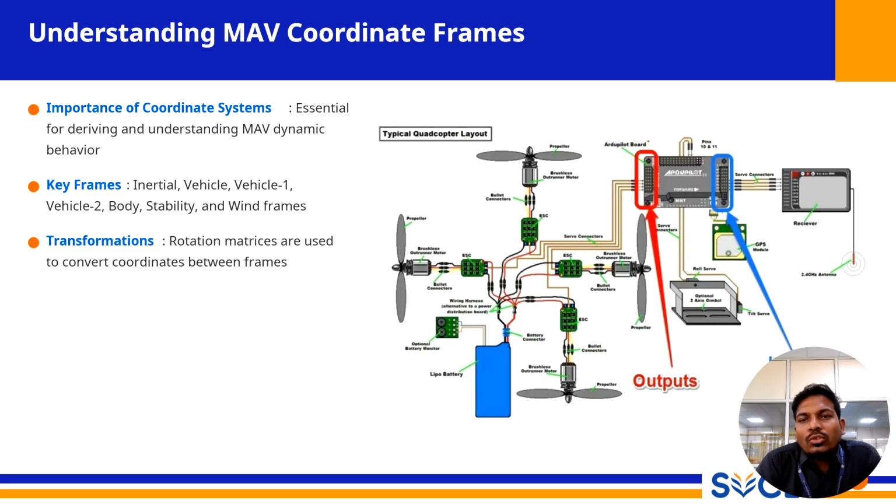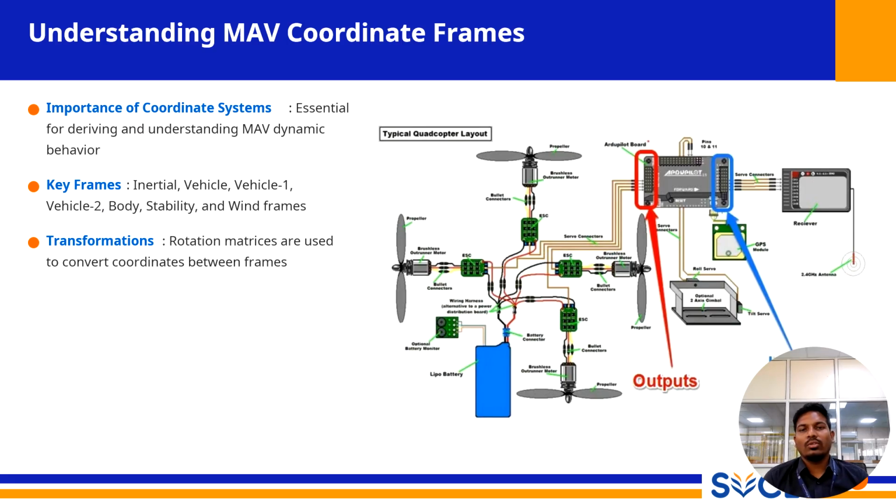Each frame is chosen to simplify the description of a particular physical force or measurement. Having multiple coordinate frames is only useful if we can translate information between them. This process is handled through mathematical transformations. Specifically, rotation matrices are used to convert coordinates between frames.